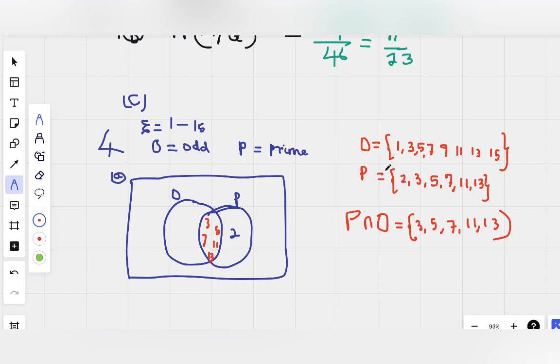Now look at O. We've not used 1, right? 1 is part of the numbers. So I put 1 here. Which other numbers didn't we use? 9 and 15, because 9 and 15 were not in the overlap. So we put 9 here and we put 15 here.